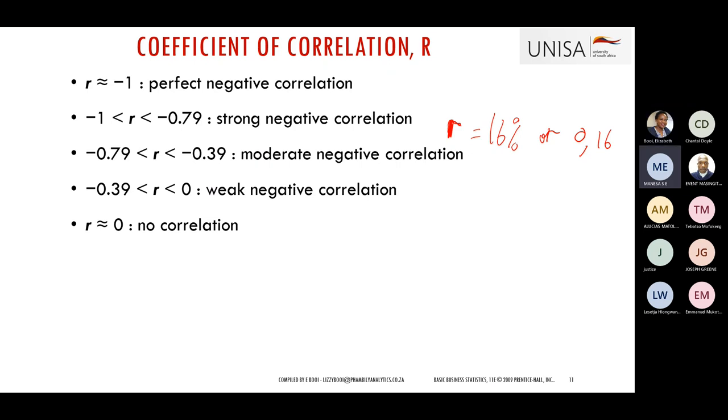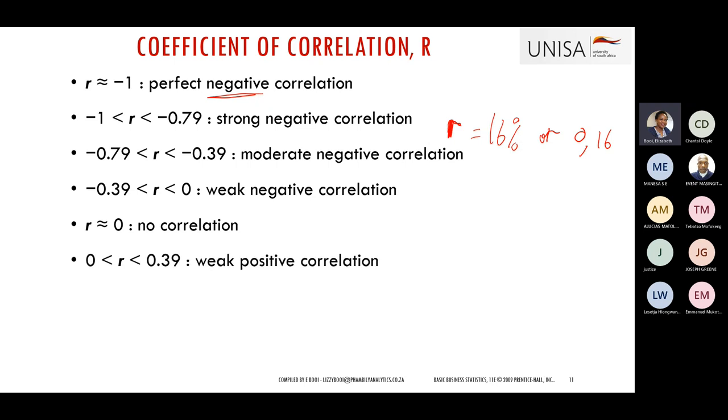Lizzie? Yes. I think it is a weak positive correlation. Yes, because it lies between 0.39 and 0. Definitely. Because I only gave you the negative thresholds, you should already look at this. If the answer here is positive, therefore it cannot be negative, it will be positive. Similar thing for when it is positive, when it's between 0 and 0.39, we say it has a weak positive correlation. So that is a weak positive relationship between your independent and your dependent variable.